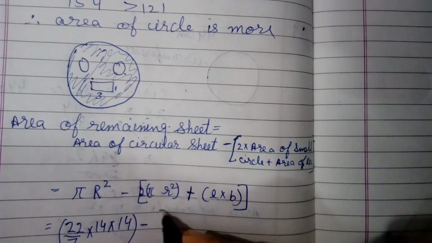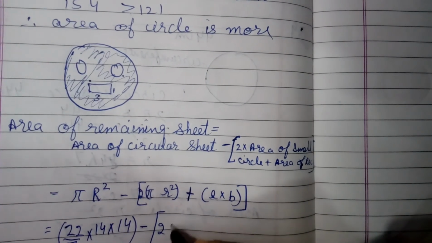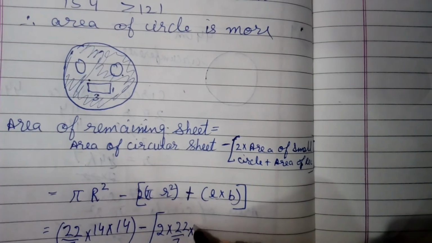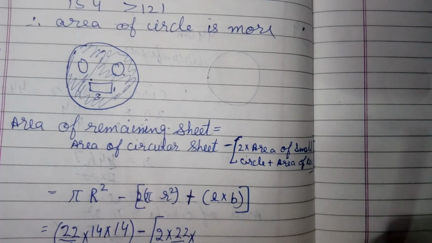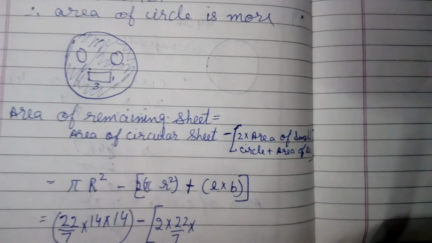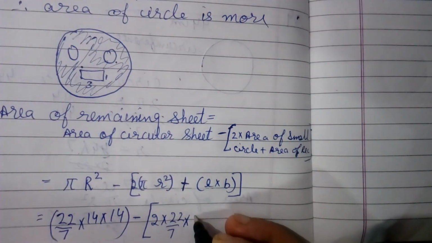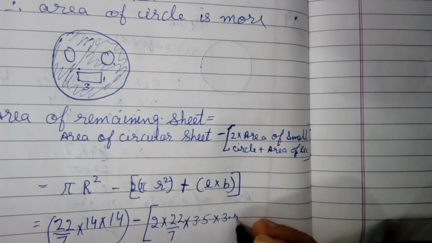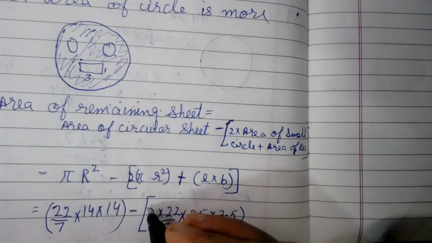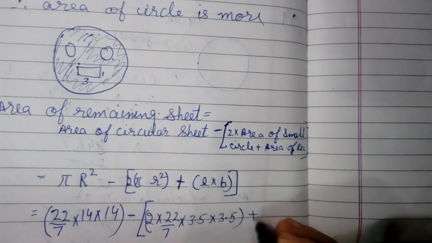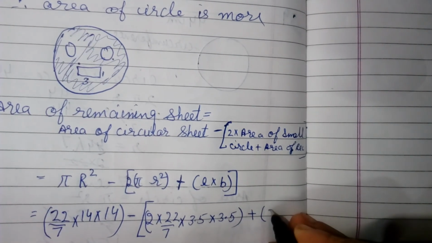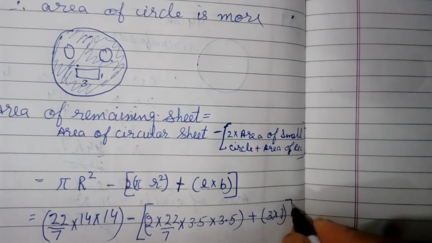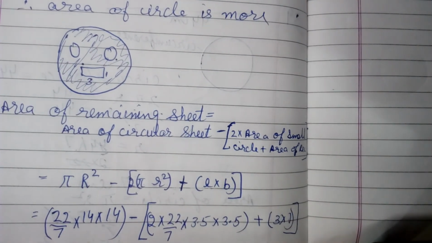Minus this 2 into pi 22/7, and the radius of the two small circles is given to be 3.5, so 3.5 into 3.5, plus length into breadth, that is 3 ones are 3. This we have to subtract.